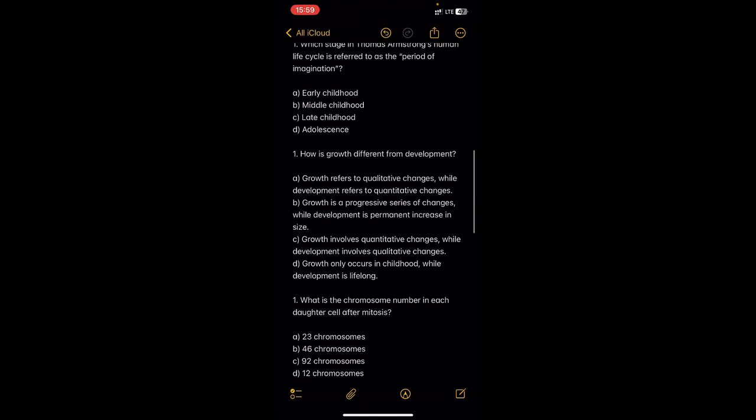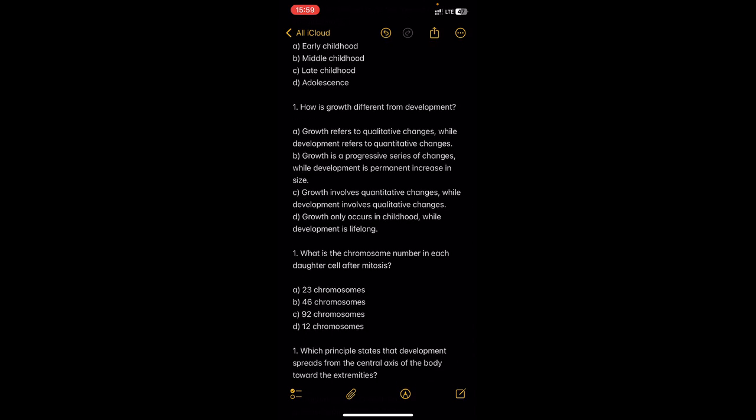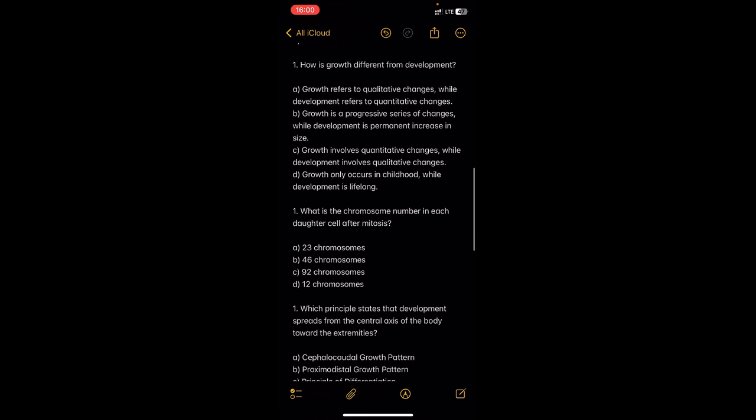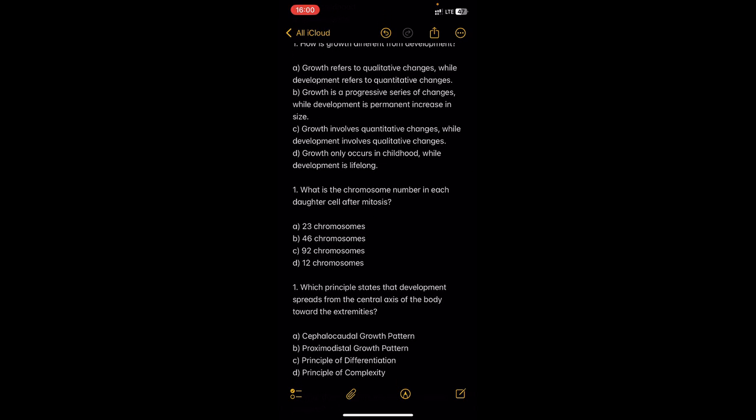How is growth different from development? I think I told you to put this in mind. So development can be defined as the qualitative series of changes, and growth can be defined as the what? Quantitative. So which one gives us that? Growth is the quantitative changes, while development involves qualitative changes. So that is C. What is the chromosome number in each daughter cell after mitosis?